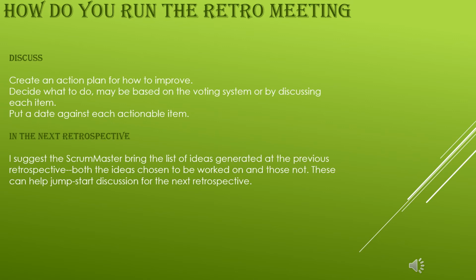It always helps. Now for the next retrospective, I suggest the Scrum Master bring up the list of ideas which were generated in the previous meeting, both the ideas chosen to be worked on and everything actually, which is always good. So these can help jumpstart the discussion for the next retrospective.